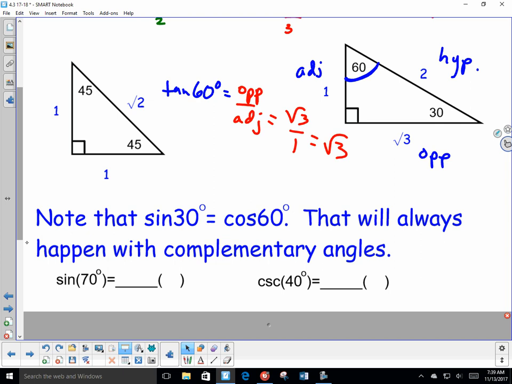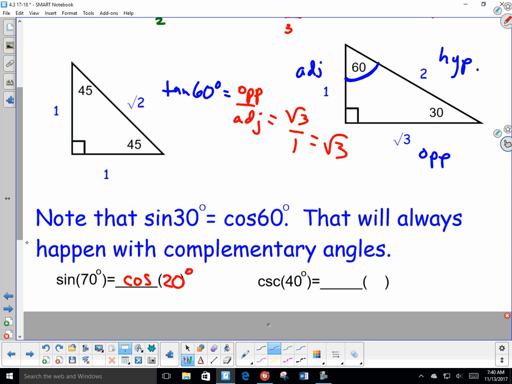So for example, the sine of 70 degrees is going to be equal to the what? Well, it's going to be the cofunction. It's going to be cosine instead of sine, cosine. And the complement of 70 degrees is 20 degrees. So the sine of 70 degrees is going to be equal to the cosine of 20 degrees.